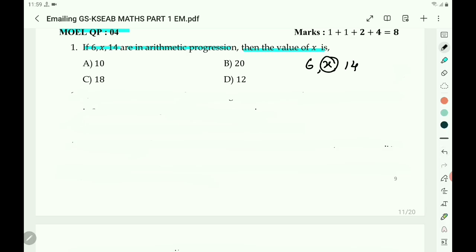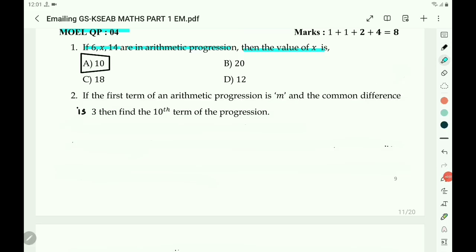Here x is equal to what? x equals 6 plus 14 divided by 2. For two numbers, we have to divide by 2 only. It is the average of 6 and 14, so we have to divide it by 2. Then x equals 6 plus 14 is 20, 20 by 2 is equal to 10. Then what is the answer? Option A is the answer.